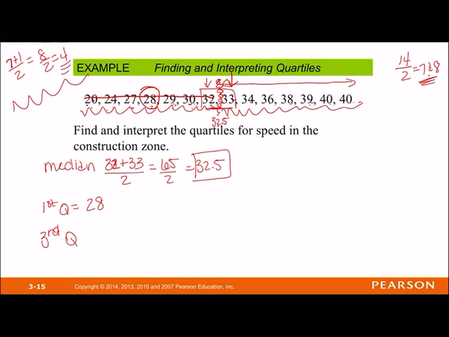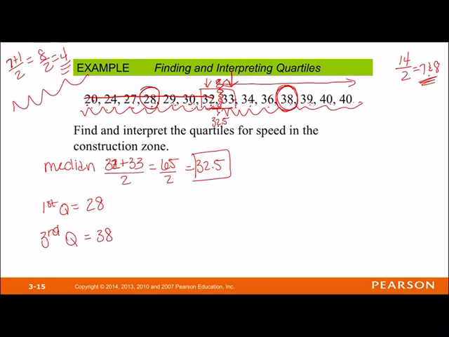So the same thing is going to happen. Our 4th score is going to be the median of the upper half. So if I start at 33, 33 would be my first score, 34 is my second, 36 would be my third, and 38 would be my fourth. So my third quartile there is going to be 38. Again, you have to find your median first, then find your quartile values.